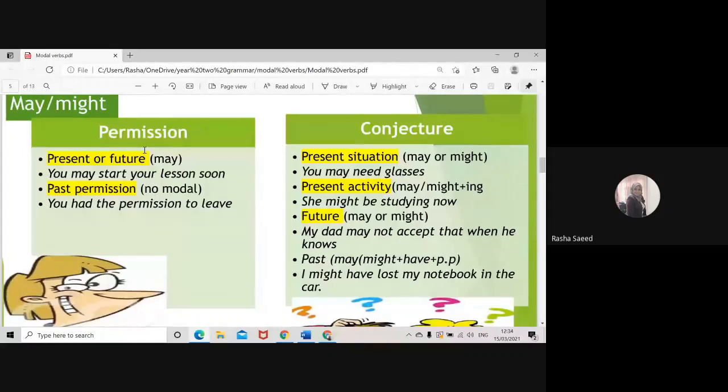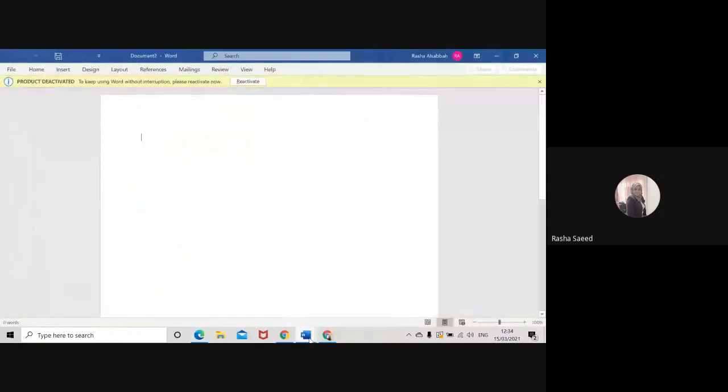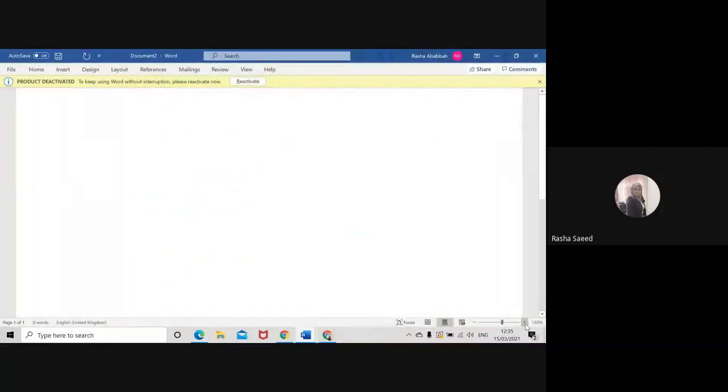And this refers, by the way, to the present or to the future. And you also give permission related to the past. In this case, you don't need a modal. You would say you had the permission to leave. Okay, let's start writing on Microsoft Word. Okay, well, there are 2 meanings, permission and conjecture.